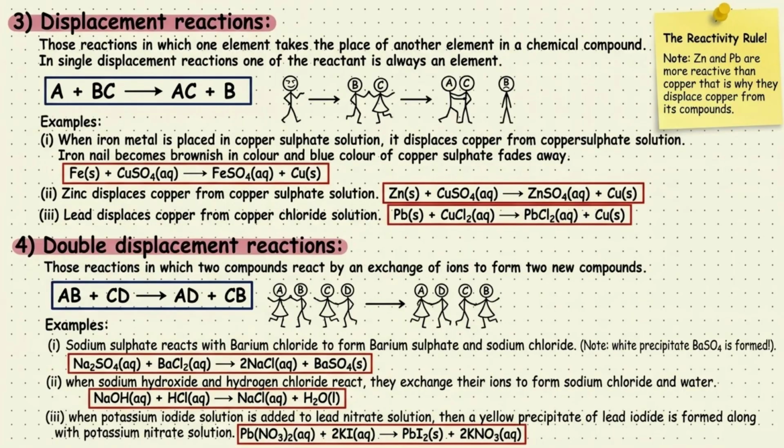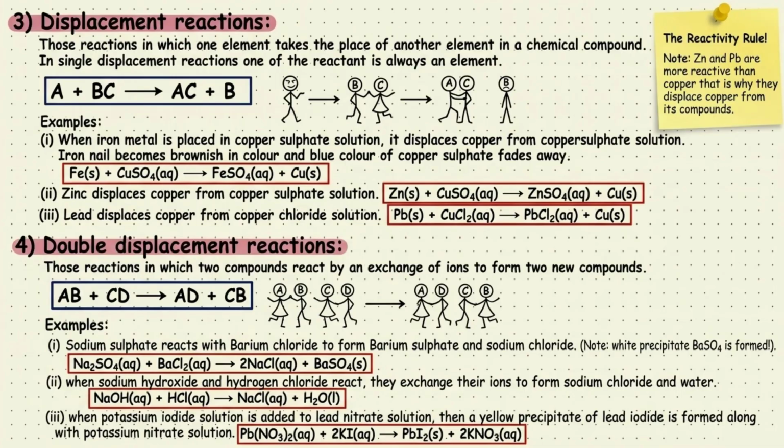That brings us to type 3, displacement reactions. These are reactions in which one element takes the place of another element in a chemical compound. The format is A plus BC yields AC plus B. To understand this, think of a bully situation based on the reactivity rule. Metals like zinc and lead are more chemically reactive, or stronger, than copper. Because they are more reactive, they can bully and displace copper right out of its compounds.